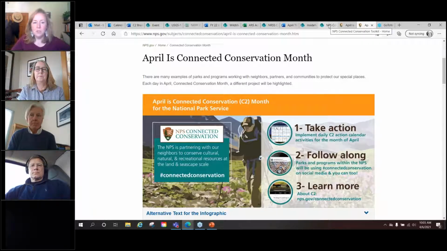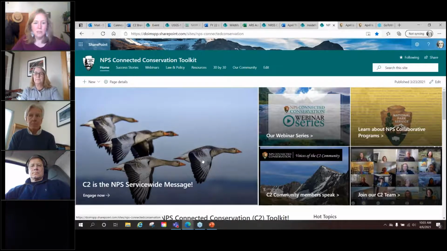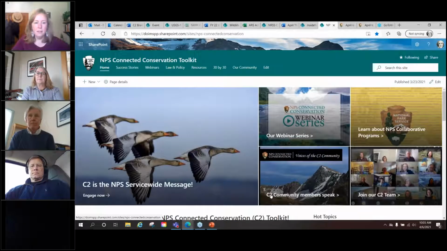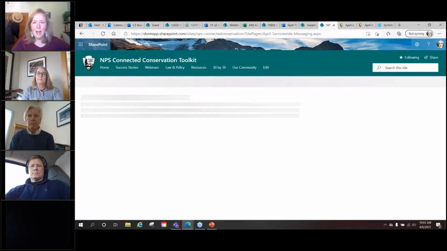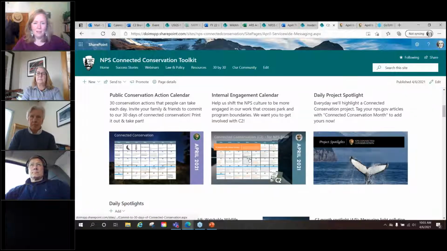And so just to show you some of our internal resources, this is our NPS Connected Conservation Toolkit. You can see our service-wide message here, as well as some of our daily spotlights that we've featured on our site. When you click on here on our service-wide messaging, and I just want to navigate you to one resource here, you can see the 2 different calendars of actions. So we're encouraging people to commit to one action each day to learn more about this importance of working across our boundaries. With that said, I'm going to go ahead and turn it over to our guest speakers.